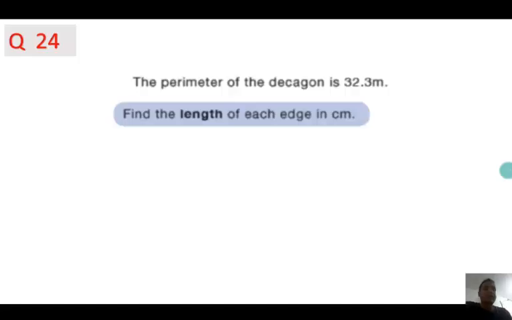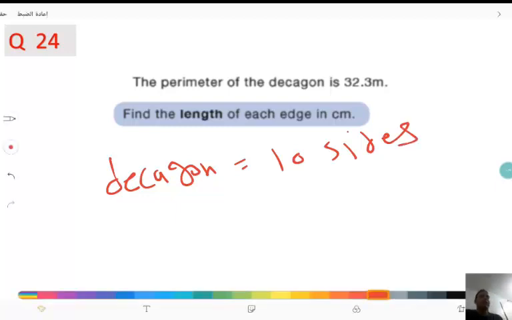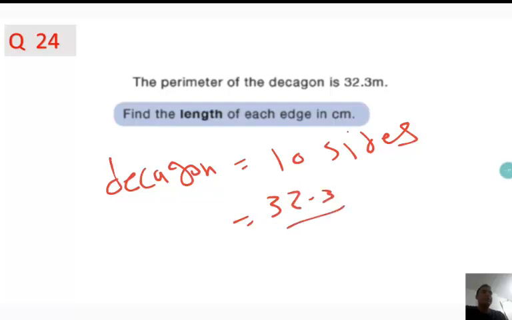The perimeter of the decagon is 32.3 meter. Find the length of each edge in centimeter. As we know, a decagon has 10 sides. If the perimeter of these sides is 32.3, that means each side equals 32.3 divided by 10 sides, which is 3.23 centimeter. That's it.